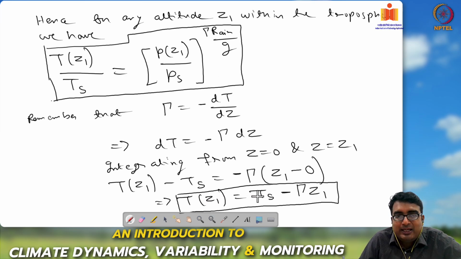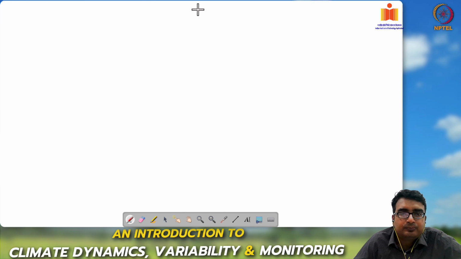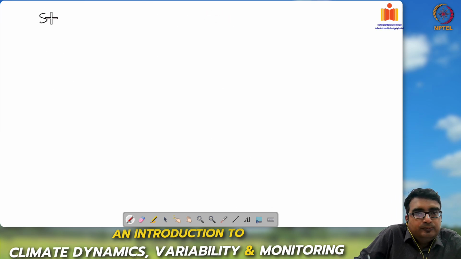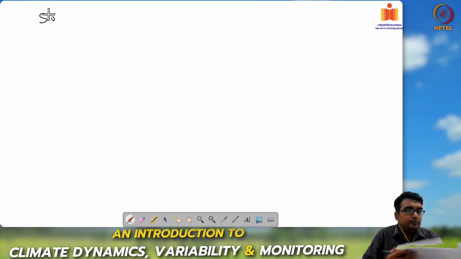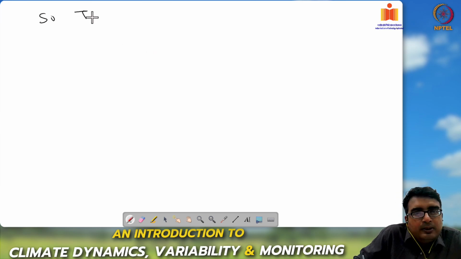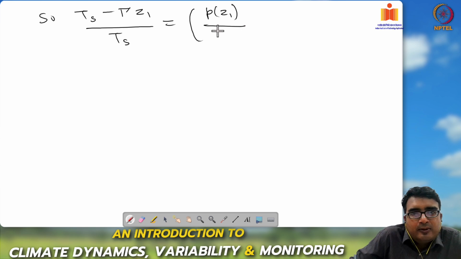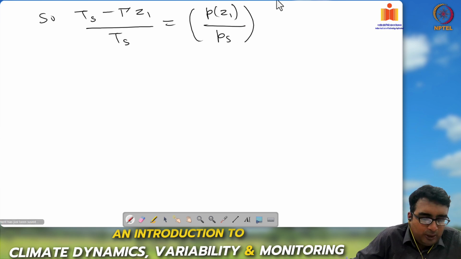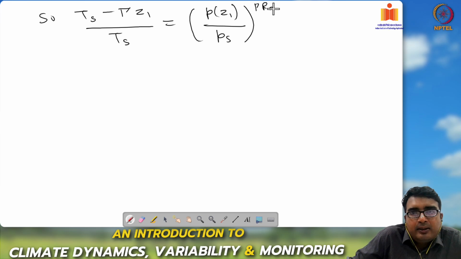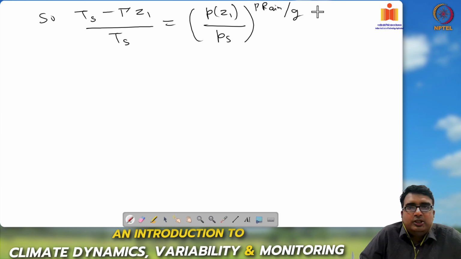Now temperature at z1 is temperature at sea level minus gamma z1. So we can put that expression here and get, so Ts minus gamma z1 by Ts equals pressure at z1 by the sea level pressure to the power gamma R air by g.